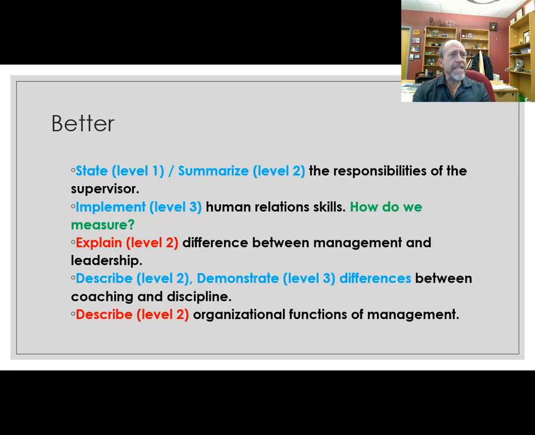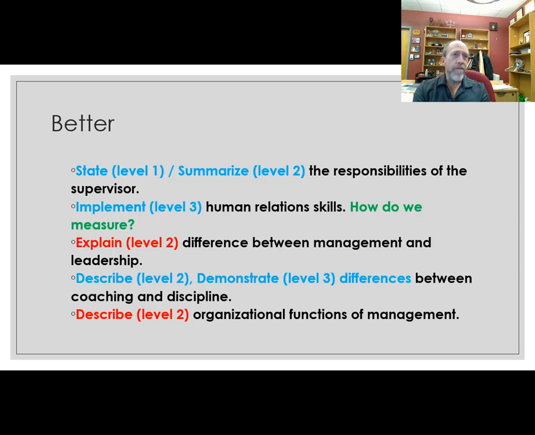Okay, when we look at that second one, implement human relationship skills, well, that is a level 3. How do you measure? It is measurable. You can say, let me give you a scenario and you apply the correct human relations skills to that specific scenario. So there is ability to measure. You can test for some of these things. And if you can test, you can measure.